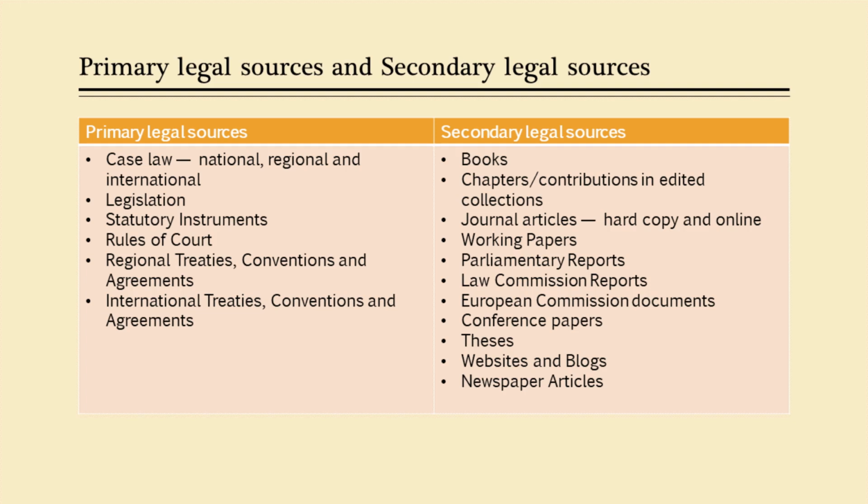So, the examples of secondary legal sources may be books, chapters, contributions in edited collections, journal articles, both hard copy and soft copies available online, working papers, parliamentary reports, law commission reports, European Commission documents, conference papers, theses, websites, and blogs, as well as newspaper articles. Consistency and accuracy are crucial in OSCOLA referencing to ensure academic integrity and enable readers to locate the cited sources easily.